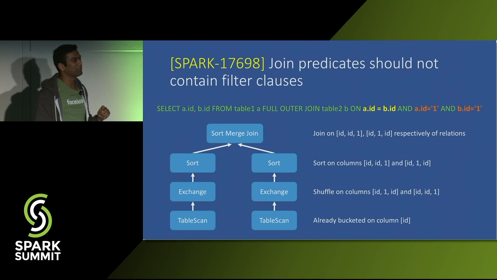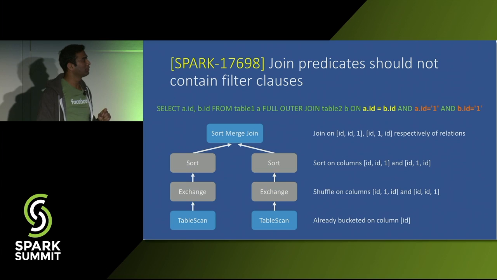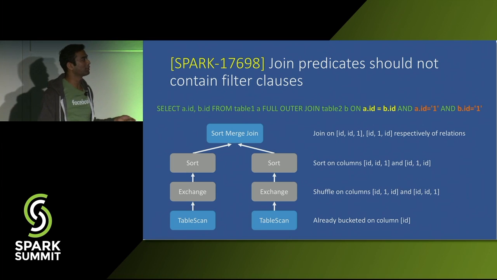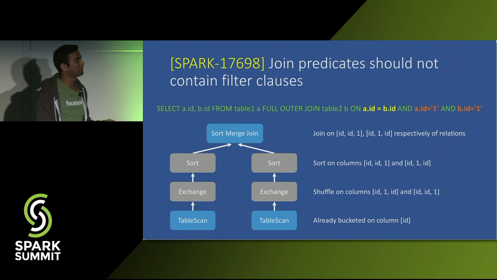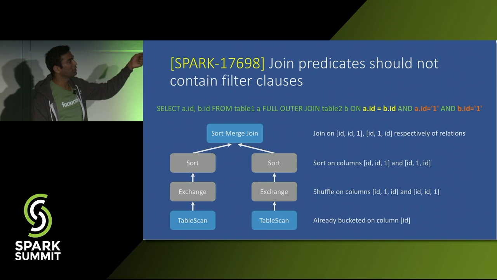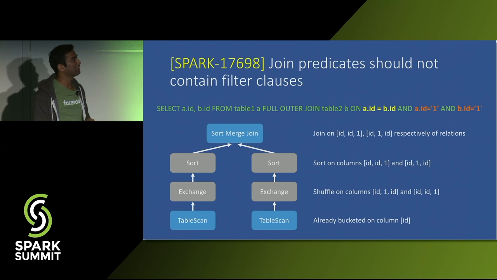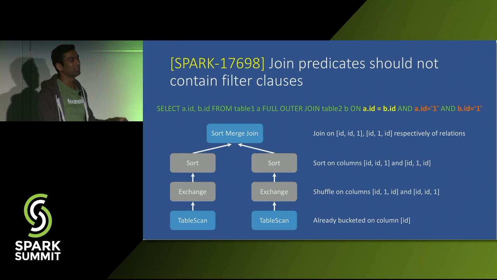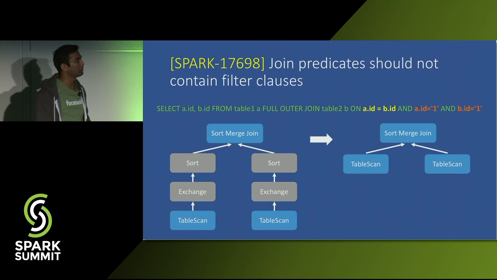Both the inputs are bucketed on id. So again, there's no need to do the shuffle and sort, because the tables are bucketed and sorted on id. The bug here was that the sort merge join operator used to think that it should treat all three predicates as the join expression. But in reality, only A.id equals B.id is the join expression. The other two, A.id equals 1 and B.id equals 1, are just filter clauses. So the fix was to separate out the join expressions from the filter expressions. After the fix, the same query runs as a single stage job, and there's no more shuffle.